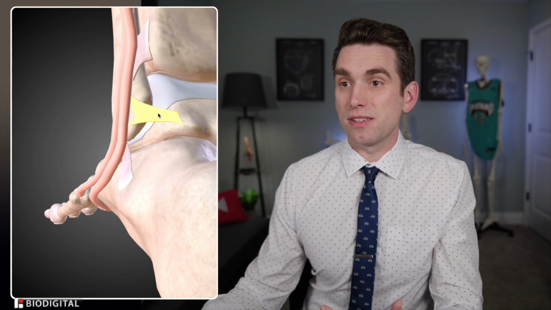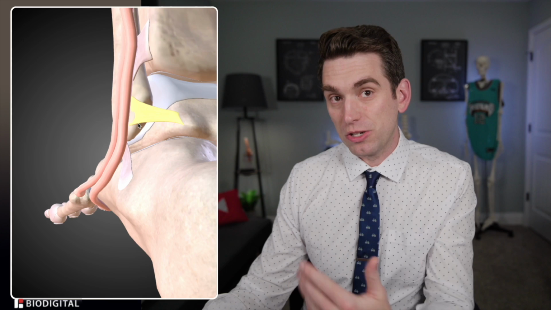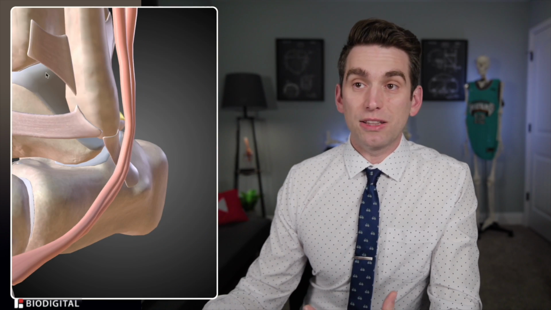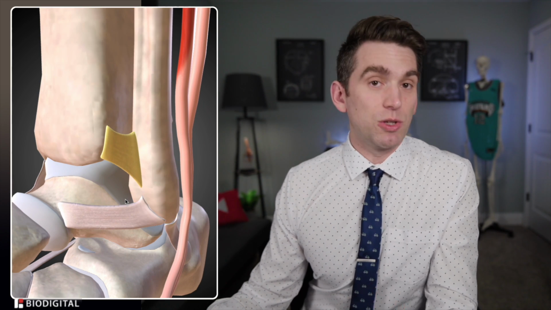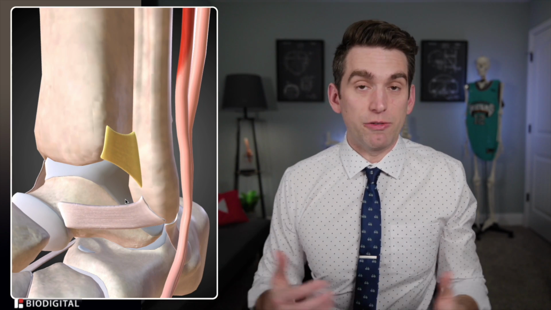And then the third most common is this little guy in the back here, the posterior talofibular ligament. This does not look like a high ankle sprain mechanism. That's going to be this ligament higher up here between the fibula and the tibia. This again looks like a standard low ankle sprain inversion type of injury.